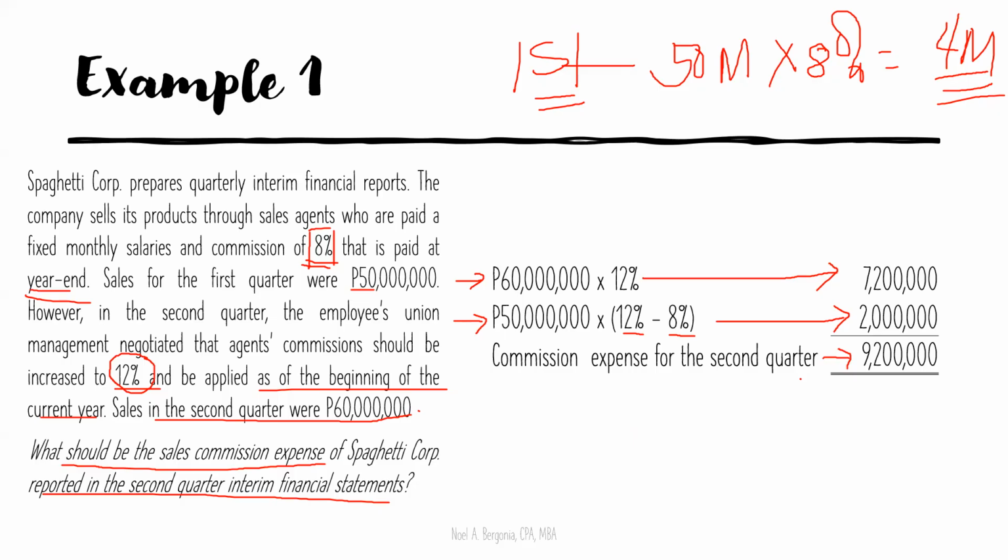Any questions or clarifications? Please let me know in our chat box. So this is our first example related to a sales commission expense. Again, we anticipate the commissions expense since it is related to the expenses being incurred during the current quarter. For any questions, please let me know in our chat box.